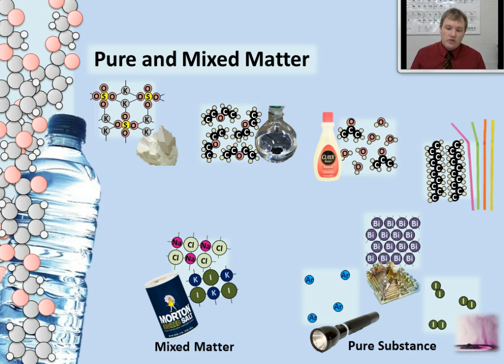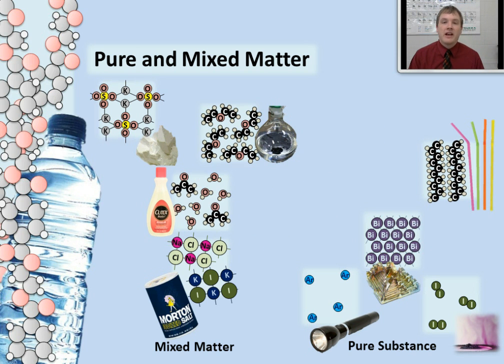Next to the straws, I have nail polish remover, which is made up of water molecules mixed together with acetone molecules. And it works great for dissolving nail polish off of fingernails. Acetone nail polish remover is a mixed substance because I have two different kinds of molecules. I have the acetone molecules and the water molecules. That's two different types of building blocks. That's going to go over in the mixed matter column.